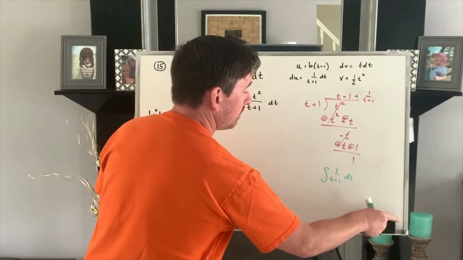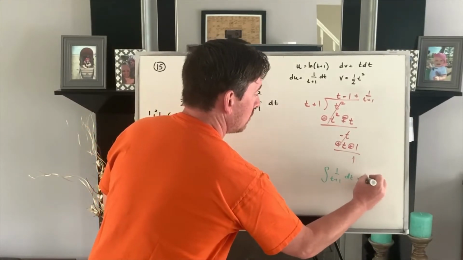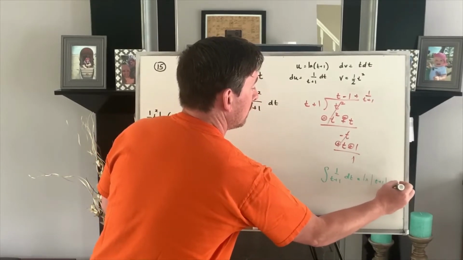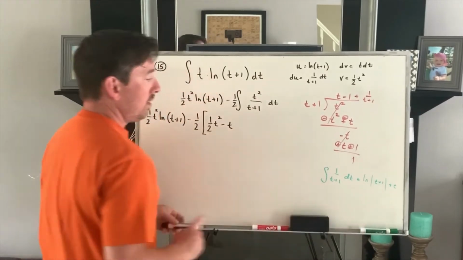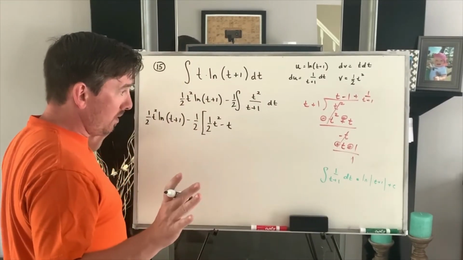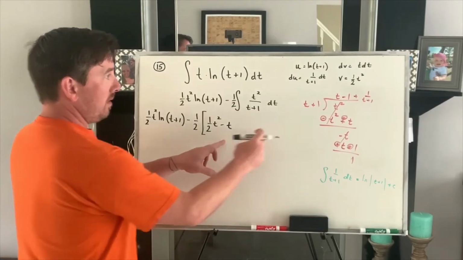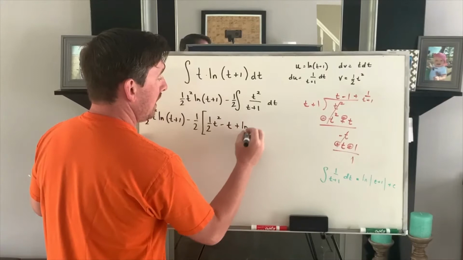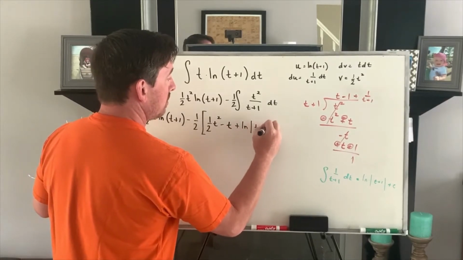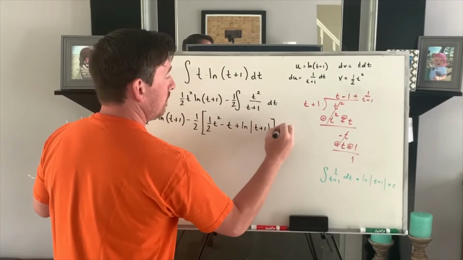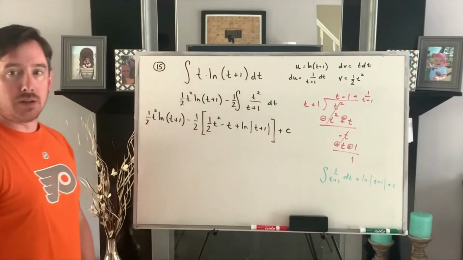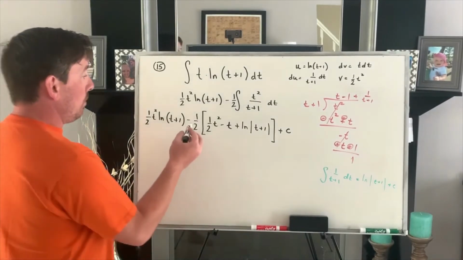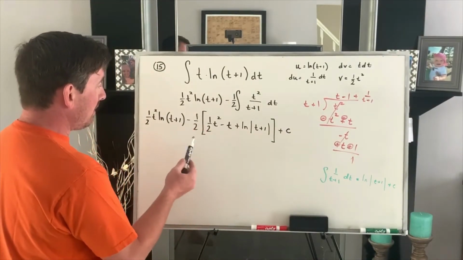So this integral is the natural log of the absolute value of the bottom. Sorry if this is getting a little sloppy and wobbly. Okay, so that term is going to be the natural log of the absolute value of t plus 1. Let's just chuck a plus c on the end there. And that's it. We could distribute the negative 1/2.